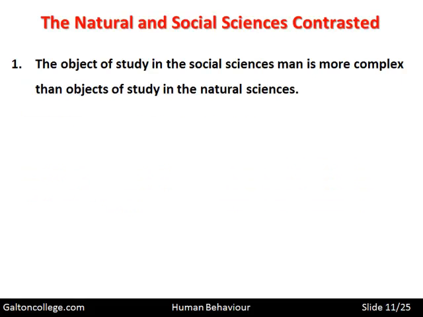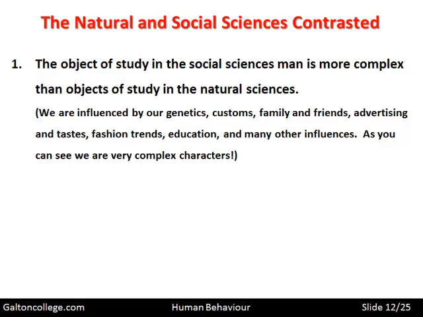The object of study of the social sciences, as I said, is much more complex than the study of objects in natural sciences. We are influenced by our genetics, by our customs, families and friends, advertising, tastes, fashion trends, education. Many influences on our behaviour. So we're very complex people. It's difficult to predict this.